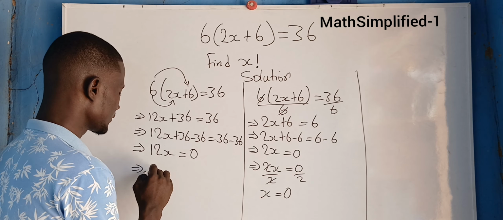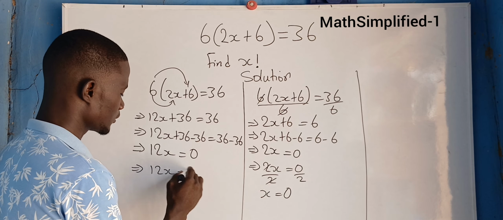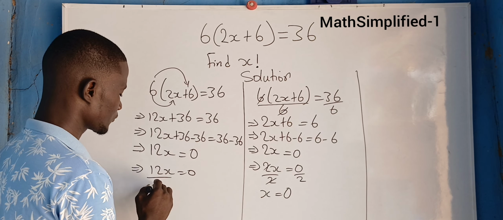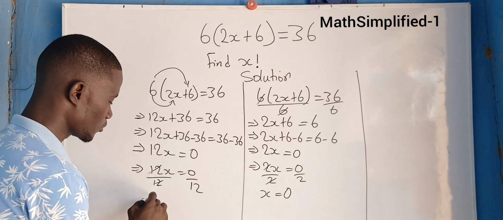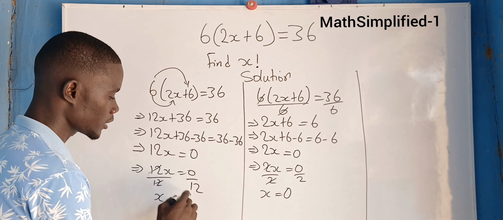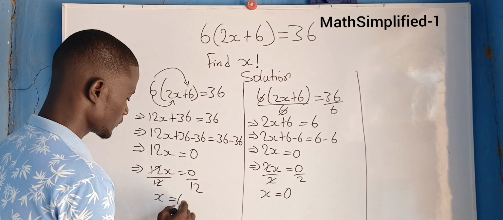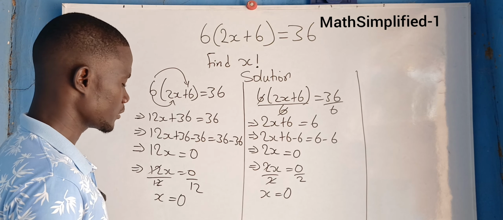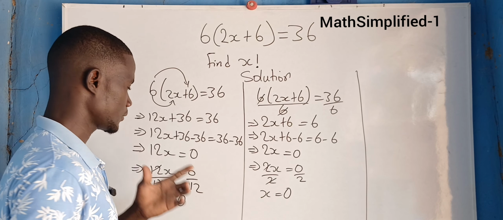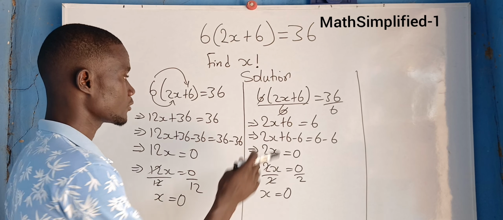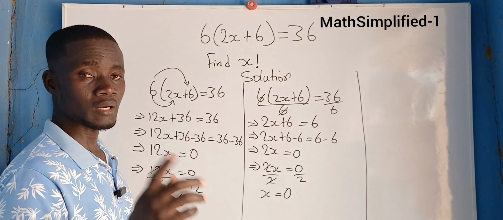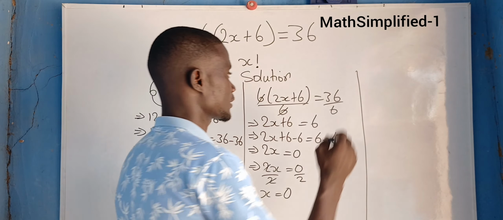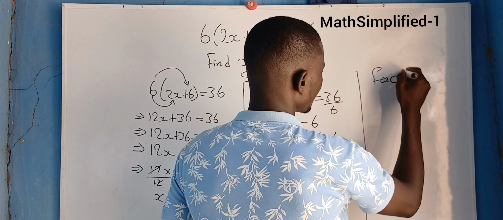So when we divide, we have 12x equal to 0. Divide here by 12, divide here also by 12. So this 12 and this 12 will go, leaving x equal to 0 divided by 12, which gives us 0. And this is not the answer to the question. I just want to show you two different ways that you can solve this to get the value of x. After getting this, we are now going to look at the factorial aspect.